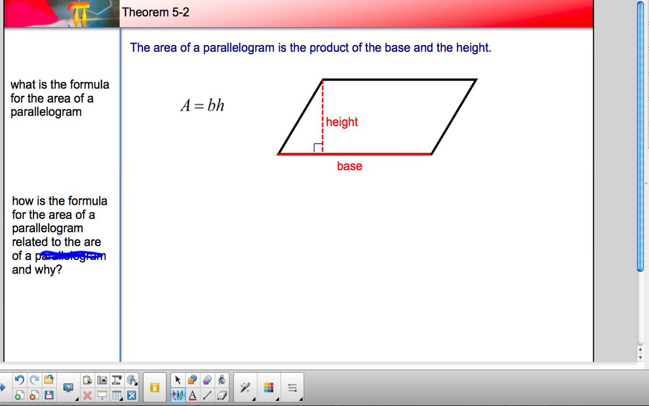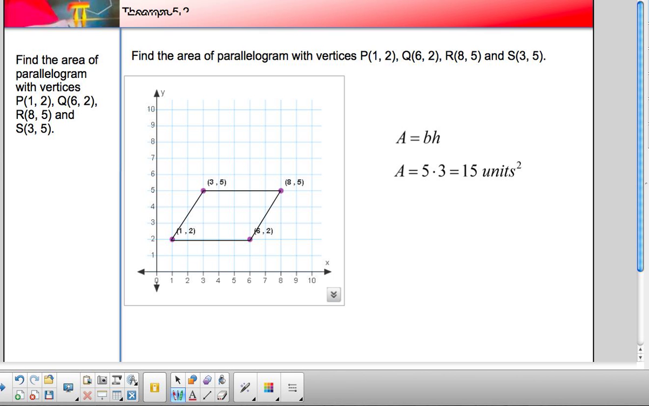Let's find the area of a parallelogram with vertices at (1, 2), (6, 2), (8, 5), and (3, 5). I've already plotted those points and connected them, so you can see I have a parallelogram.